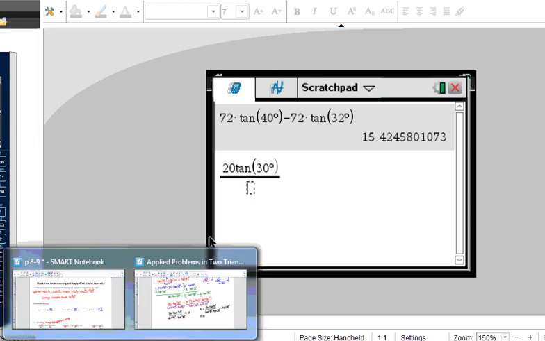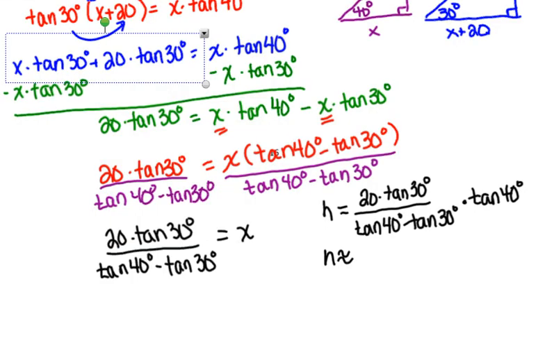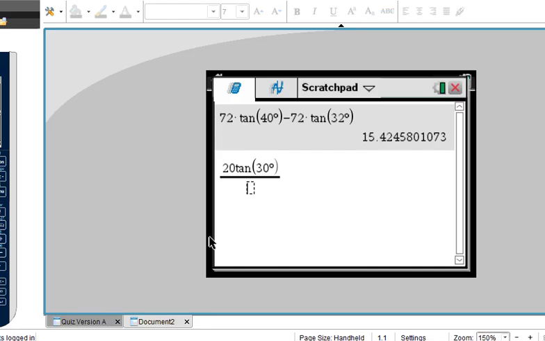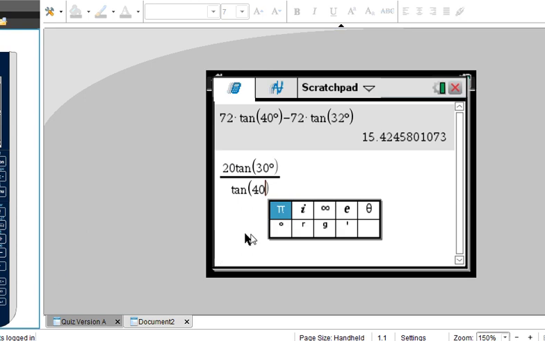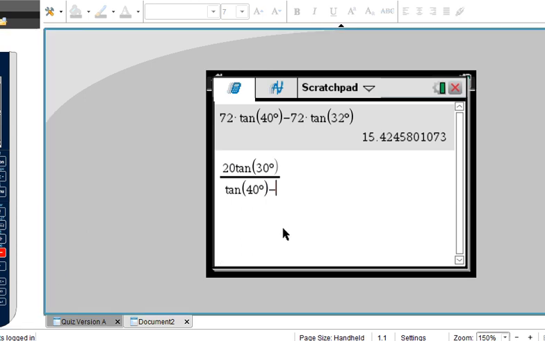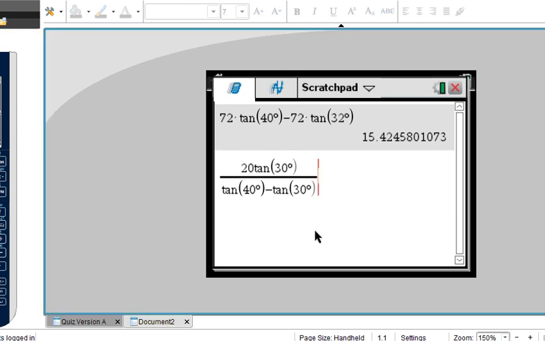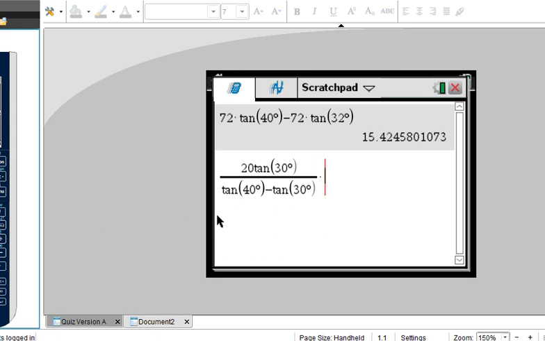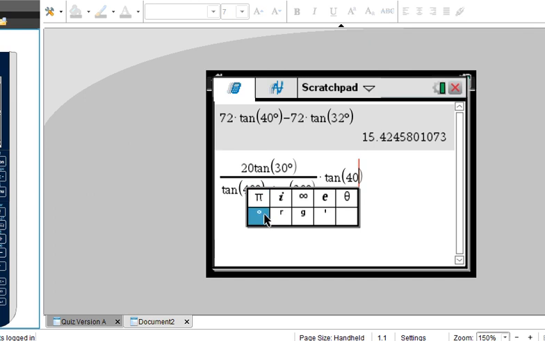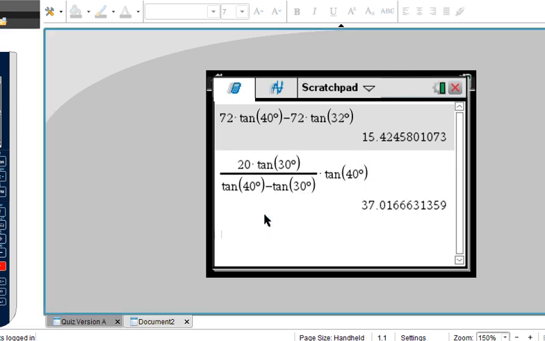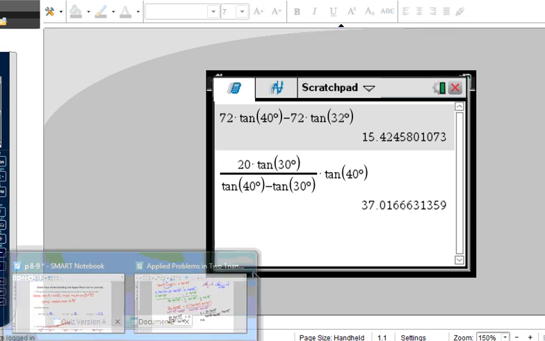In this denominator here, I have to go back and take a peek. Tangent of 40 minus tangent of 30. And then I want to multiply that fraction times the tangent of 40 degrees. So to the nearest meter, the height of this building is 37 meters.